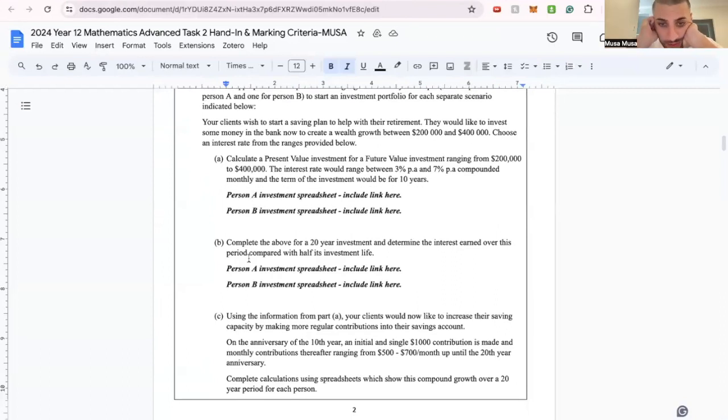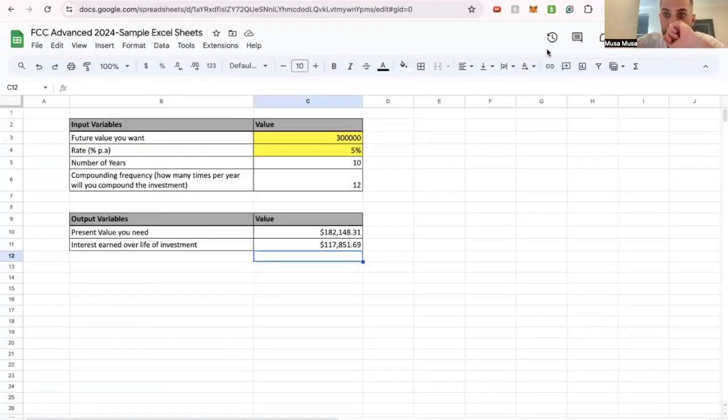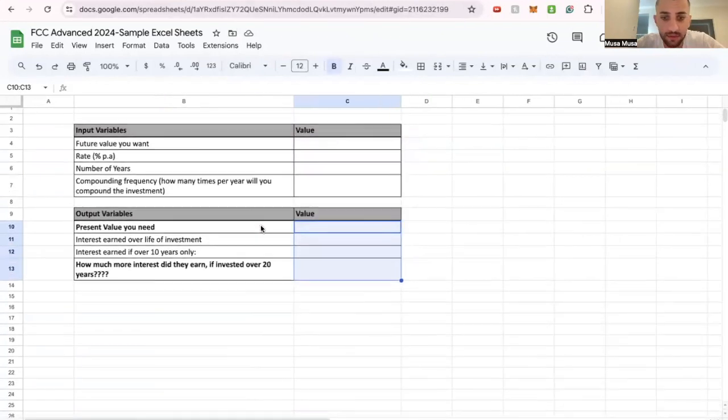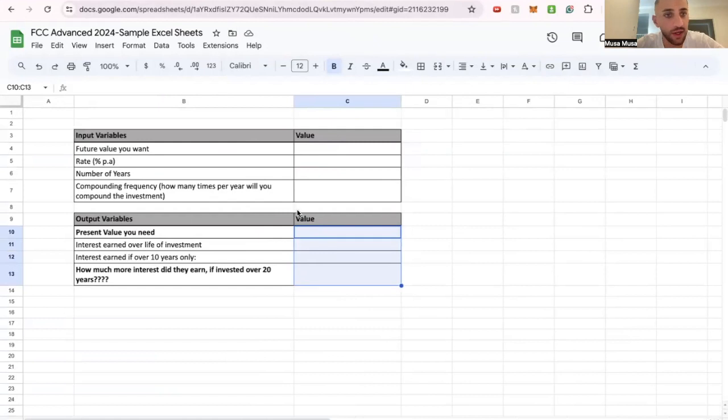Part B says complete the above for a 20-year investment and determine the interest earned over this period compared with half its investment life. Okay. So it says, well, what if you're now investing a certain amount of money, but you're investing it for 20 years instead? So let's see how we can set this up. We're going to go to the next sheet, which says part 1, question 1, B plus an A.